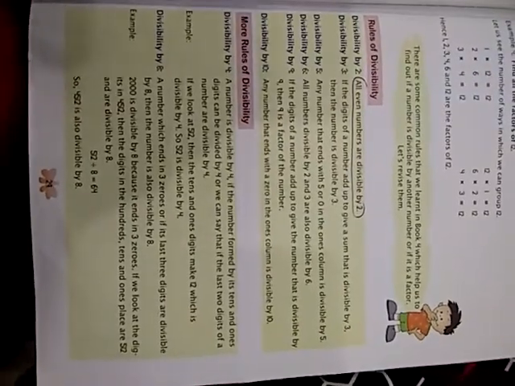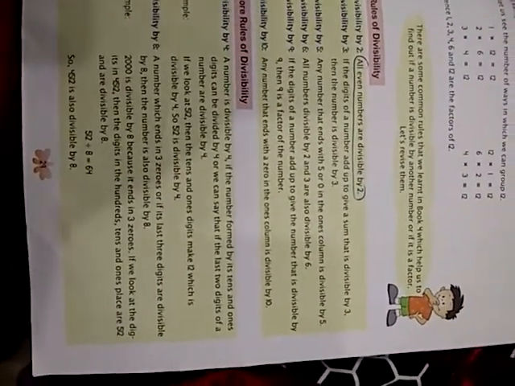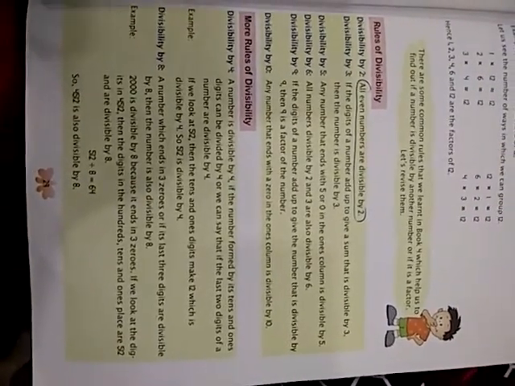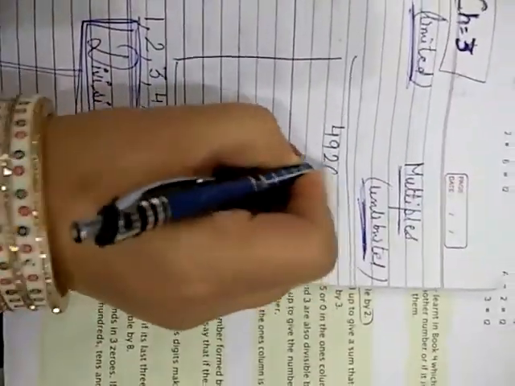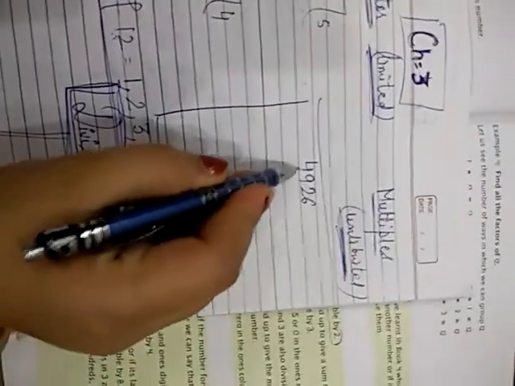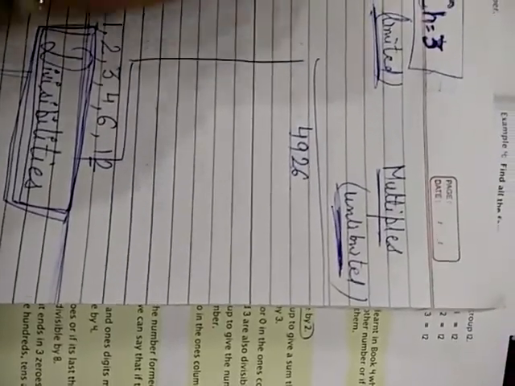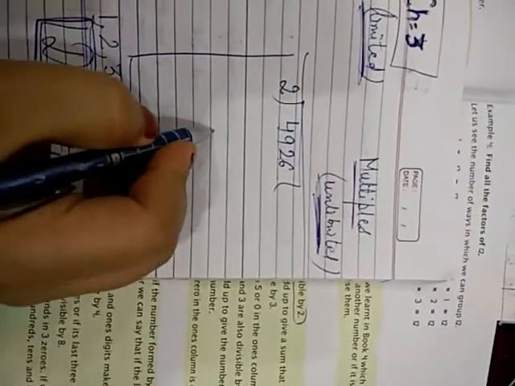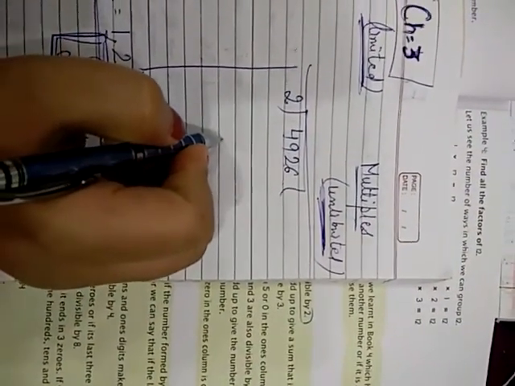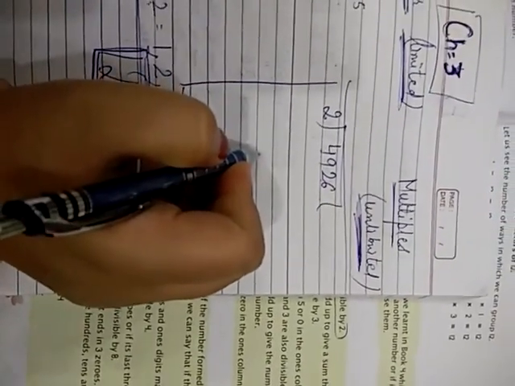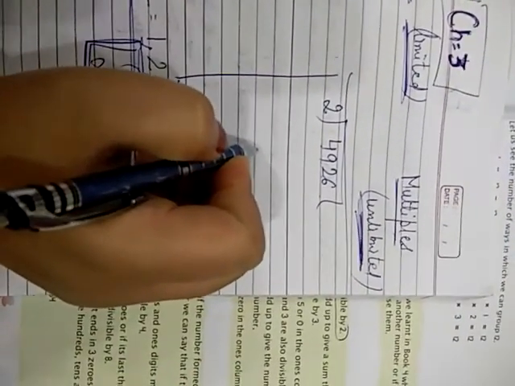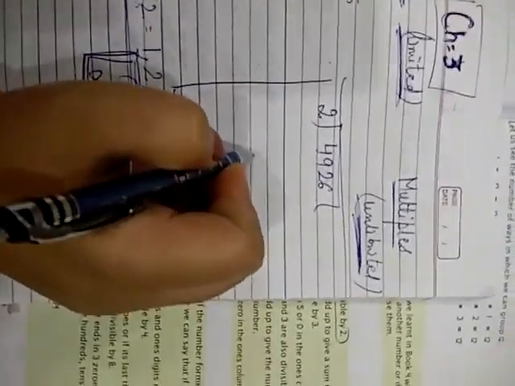Now, today we will start divisibility rules. Before starting divisibility rules, just answer my few questions. If I ask you whether the number 4926 is divisible by 2 or not, what will you do? You will divide this number by 2, and if the remainder is 0, then you will say yes, it is divisible by 2. But if the remainder is non-zero, meaning any other number, then you will say no, this number is not divisible by 2.